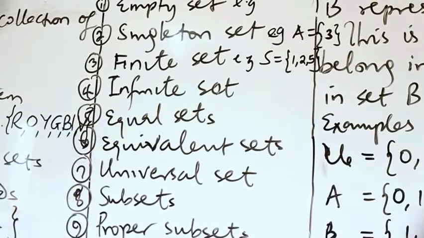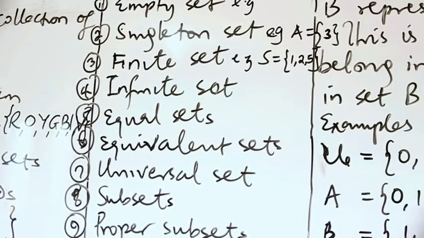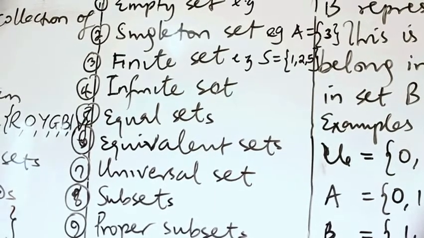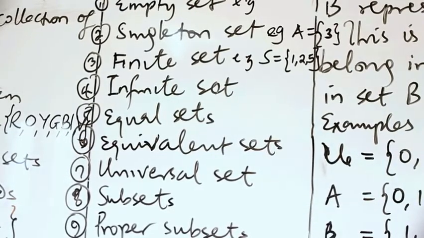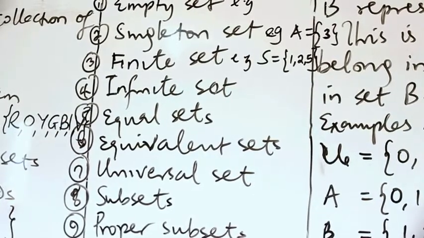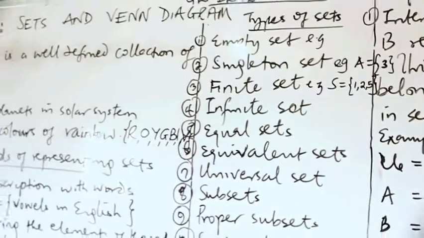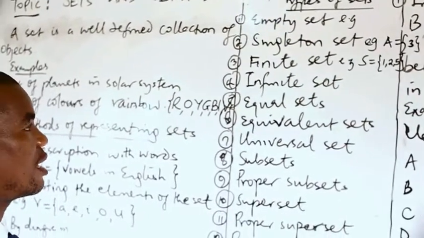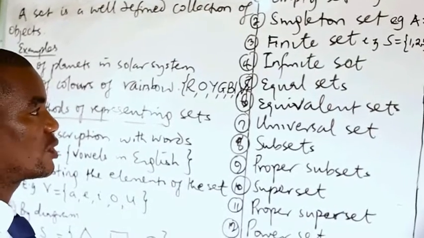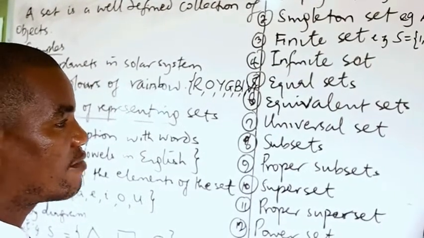Then, the fifth one is equal set. Two sets are said to be equal if they have the same elements. Let me emphasize that. Two sets are said to be equal if they have the same elements.